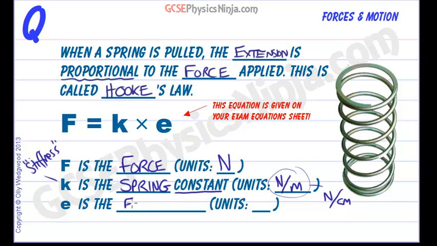E is the extension, and the extension will be measured in units of meters if you have the spring constant in newtons per meter, or if the spring constant is in newtons per centimeter, then we would have the extension in centimeters in order for the units to agree. So watch out for that. It can happen. So that's Hooke's law. F equals K times extension. K is the spring constant.